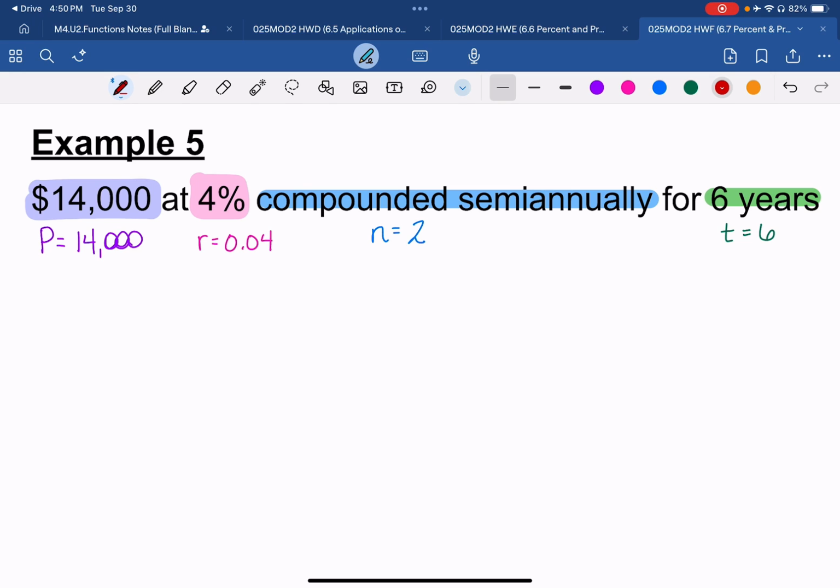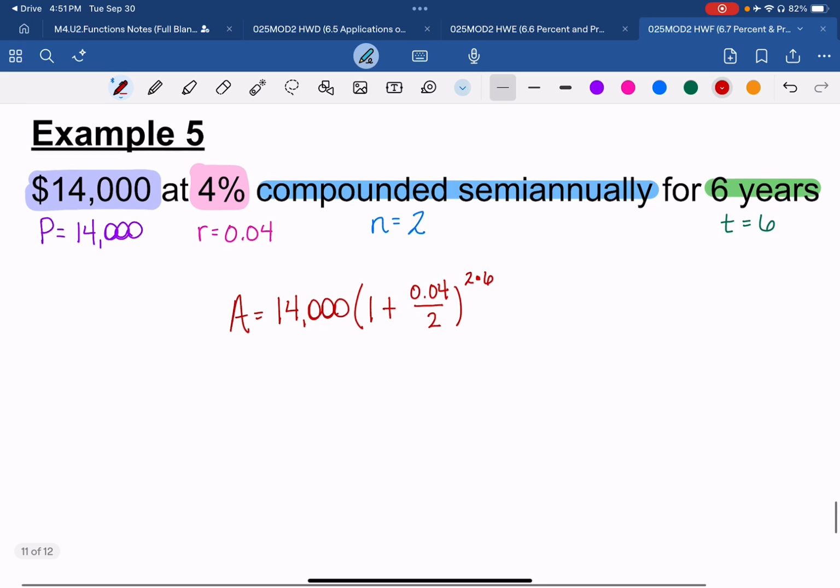And now I've got everything I need to plug into my formula. So A equals P, which is 14,000. Always going to be 1 plus R over N. And then my exponent's going to be N times T. And then we just clean this up.